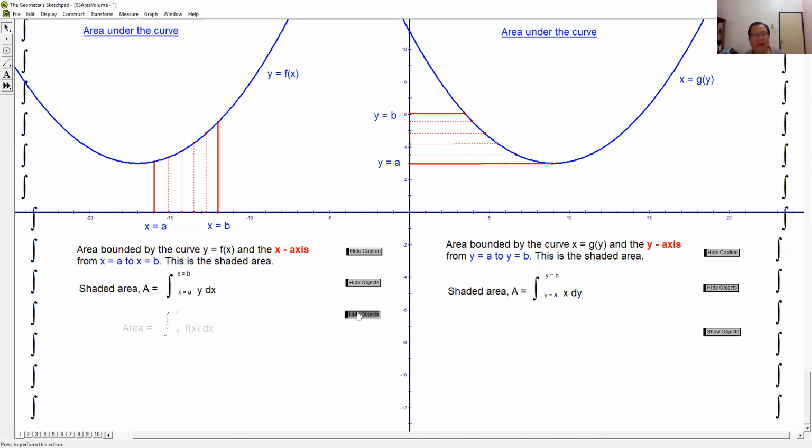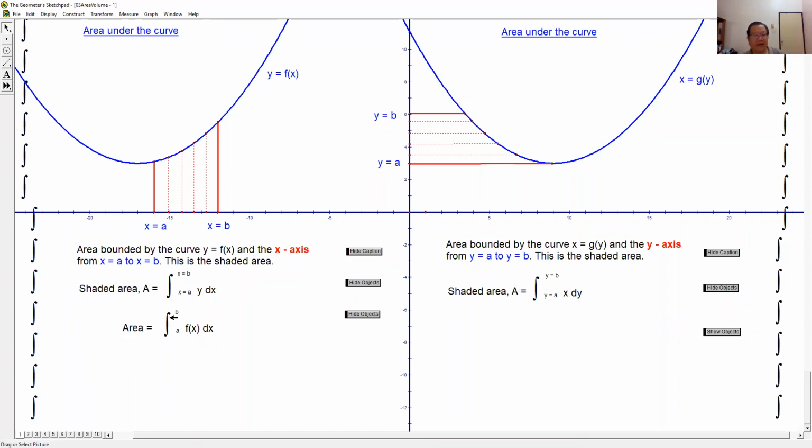I repeat. The area on the left-hand side is the area between the curve and the x-axis. It is given by area equals the integral of y dx. Now if you look at y and dx here, y is a different variable, so you cannot integrate y with respect to x. So you have to change this y to a function of x. Therefore the area is the integral of f(x) dx. Everything is in terms of x, so you are referring to the area between the curve and the x-axis.